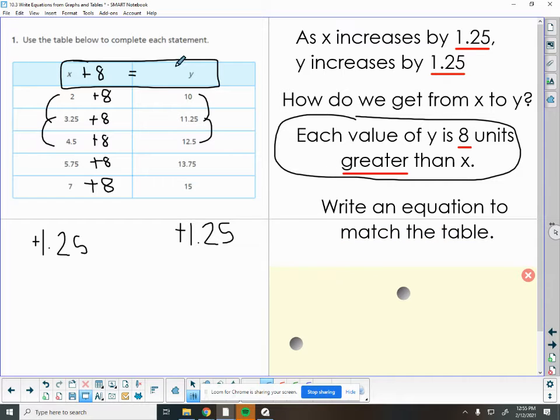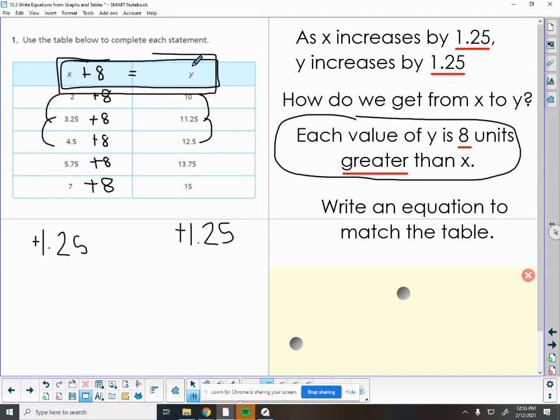We've already written this equation as we noticed this pattern. We noticed every time they added 8. What did they add 8 to? To any of these, which are represented by X. What will it equal?